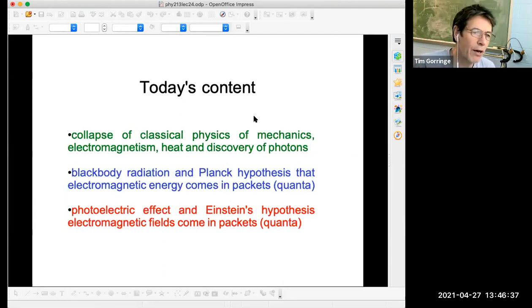We talked today about the collapse of classical physics, of mechanics, electromagnetism, and heat. And then we talked about the two new phenomena that unleashed the new world of quantum physics. We talked about black body radiation, how that broke down in classical physics and was repaired in quantum physics, and about the photoelectric effect, how that was unexplainable in classical physics but understood in quantum physics. And on Thursday's class, we'll continue with quantum physics.